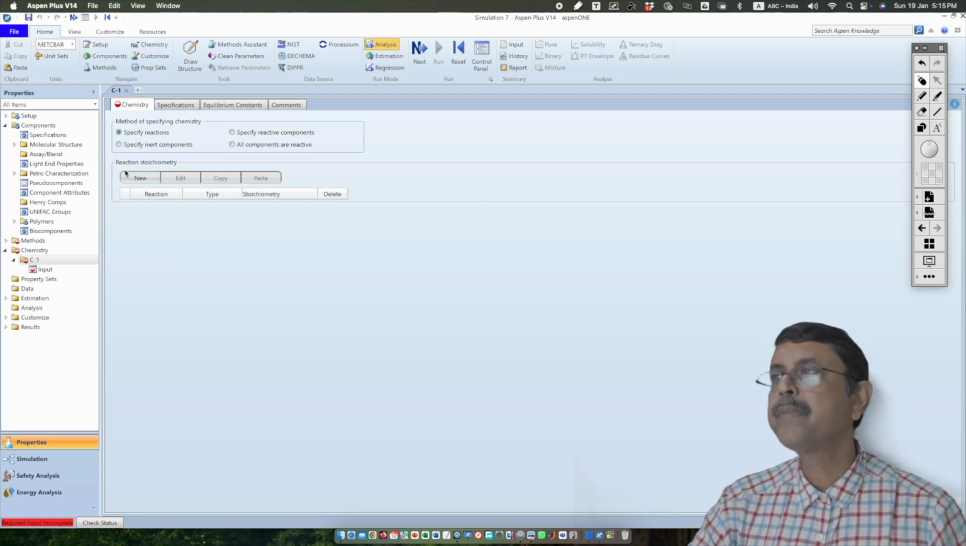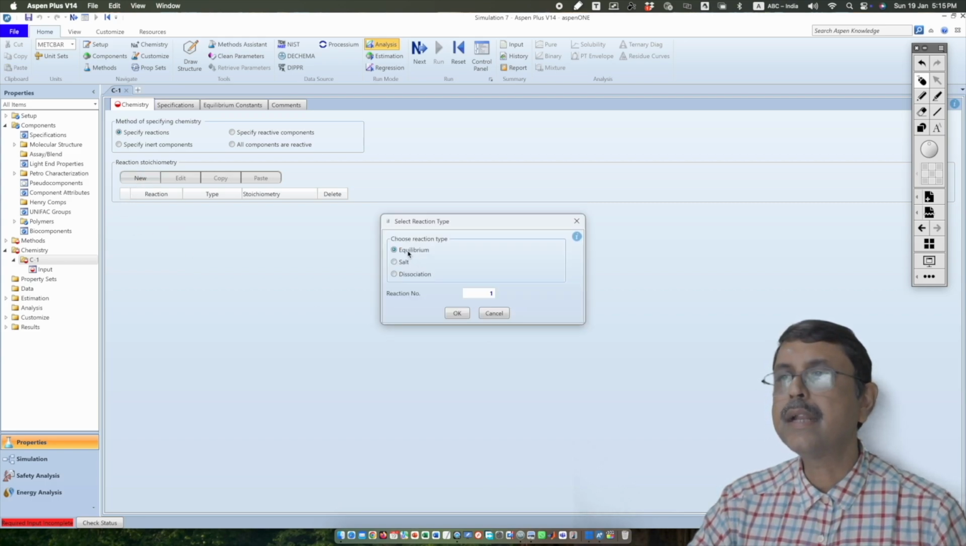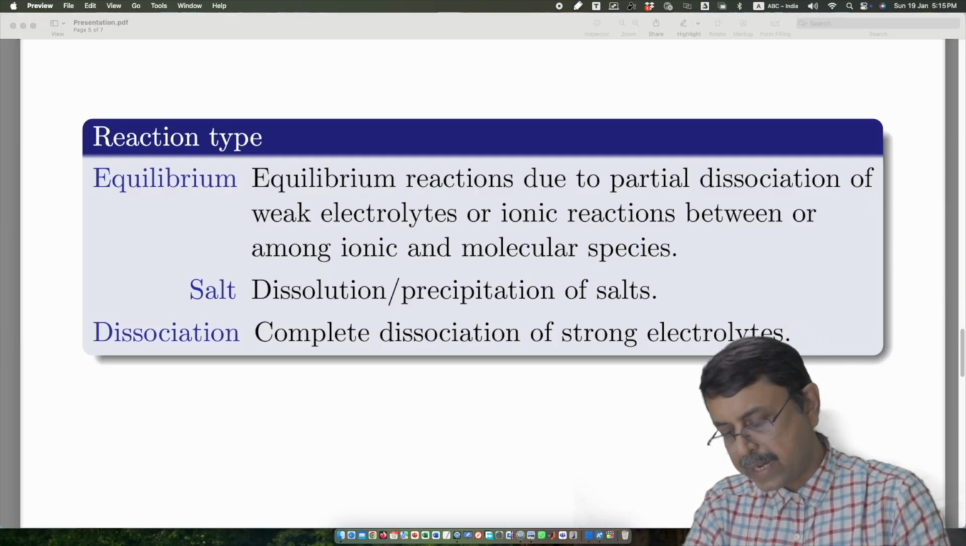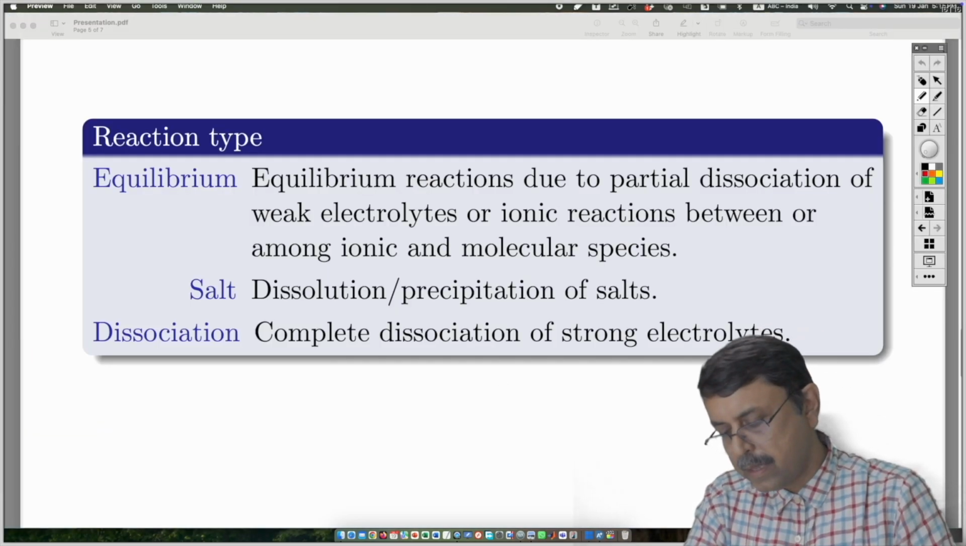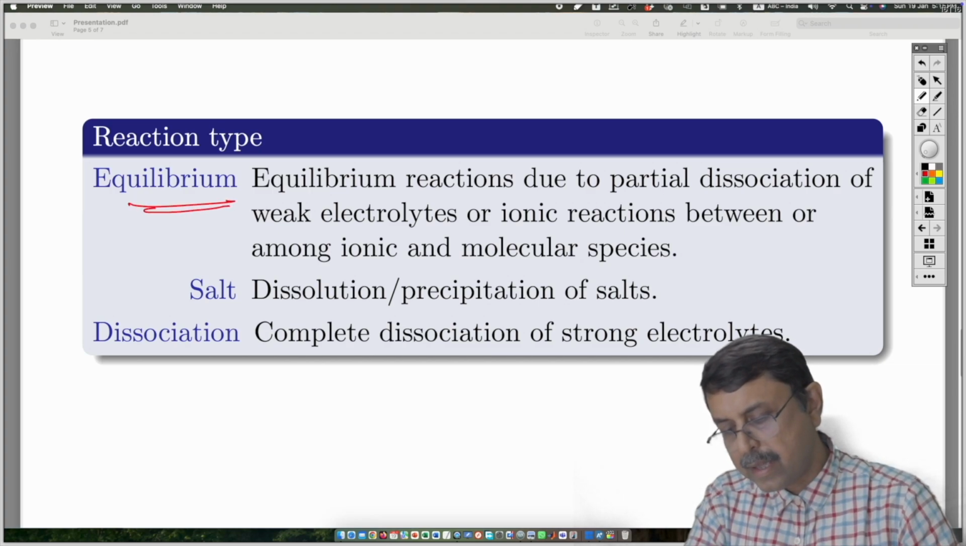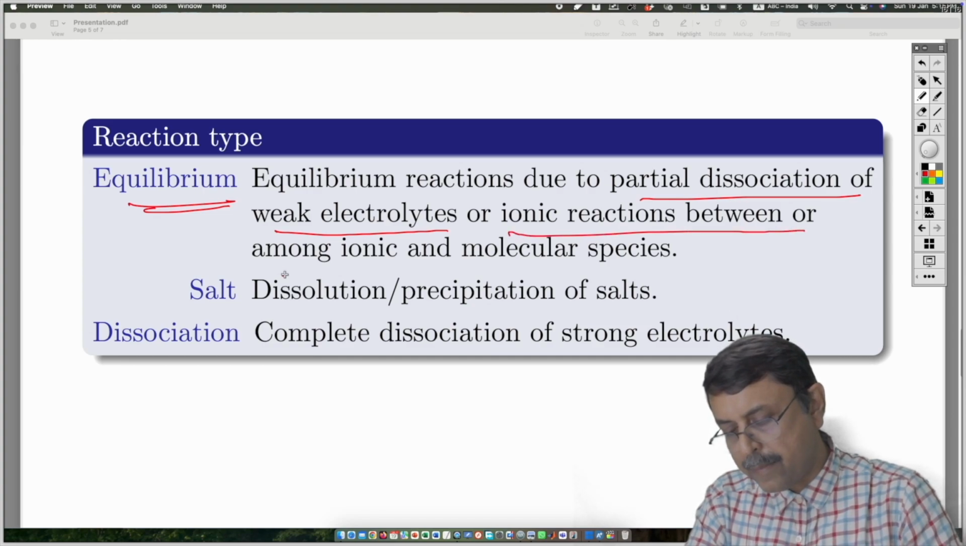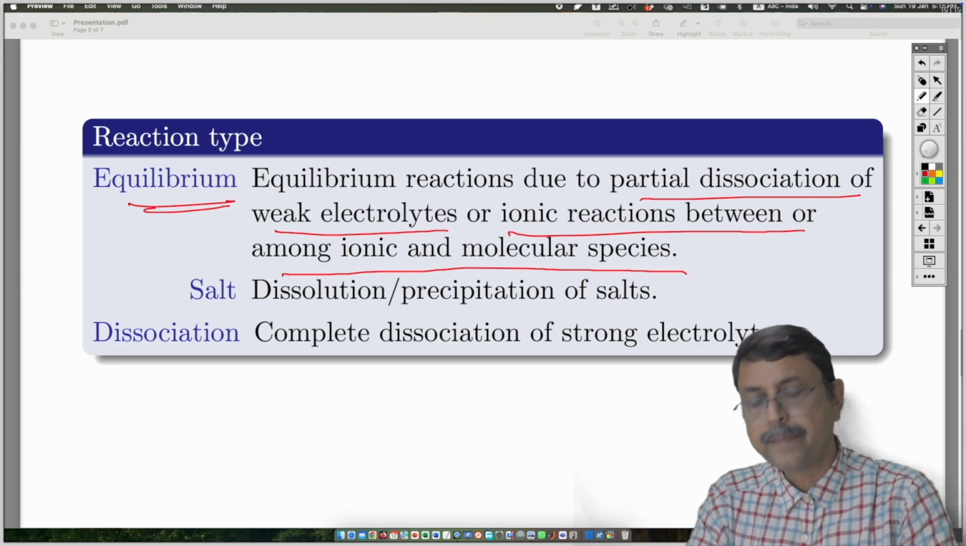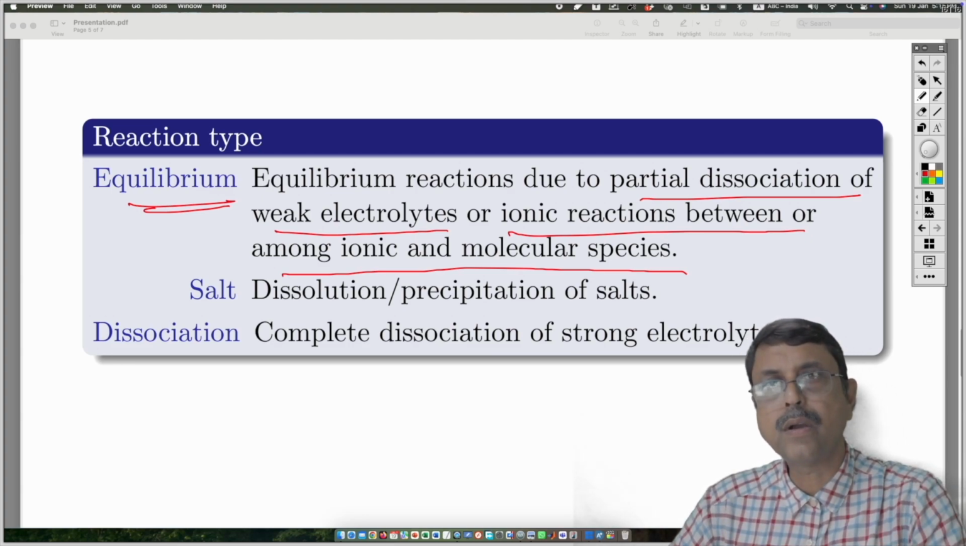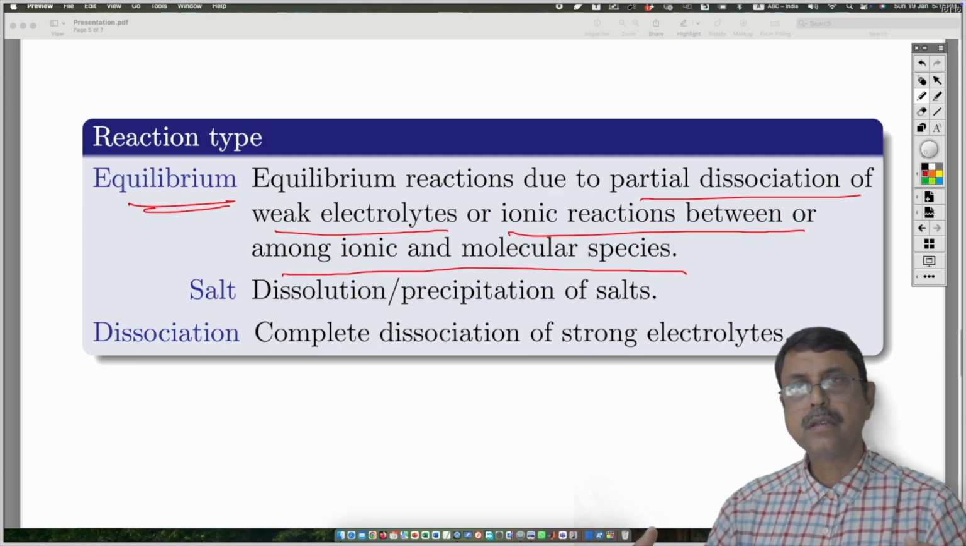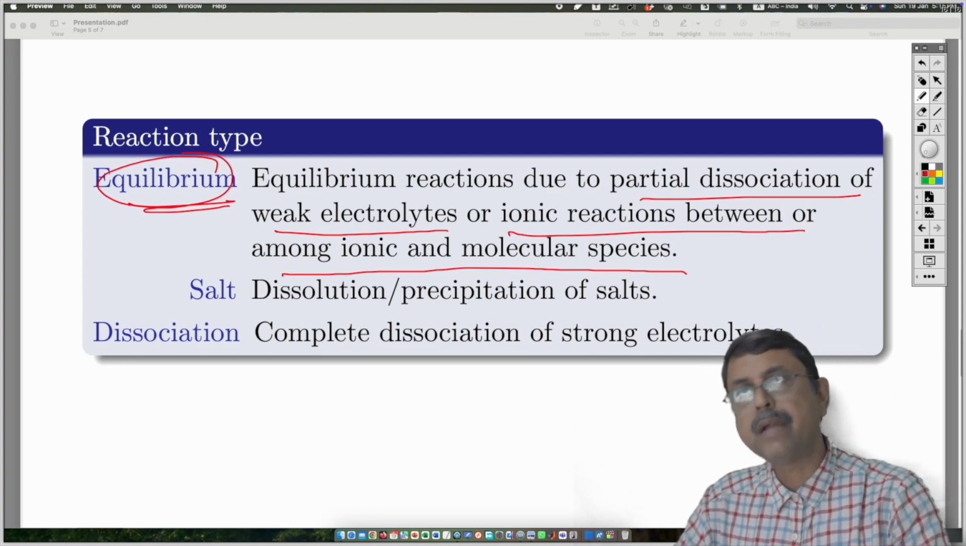Specifying the reaction means, in the reaction stoichiometry, there are three types of reaction: equilibrium, salt, and dissociation. Now, these are the types of reaction that we are talking about. First one is the equilibrium reaction. Equilibrium reactions are due to the partial dissociation of weak electrolytes or ionic reactions between or among ionic and molecular species. Whenever such partial dissociation occurs, equilibrium is reached very fast. So that is about the equilibrium type reaction.